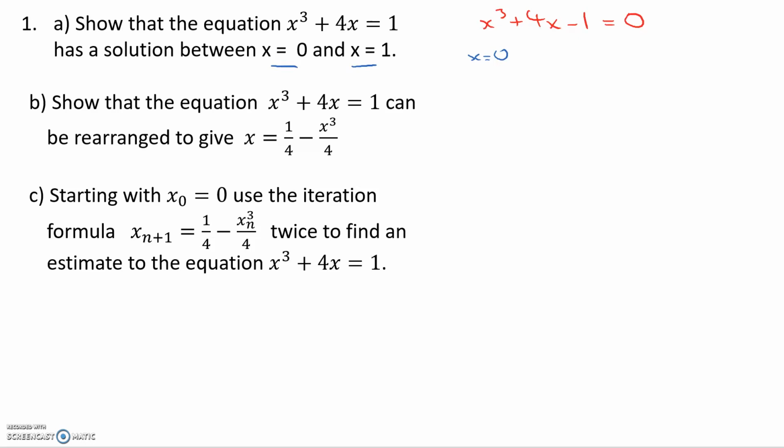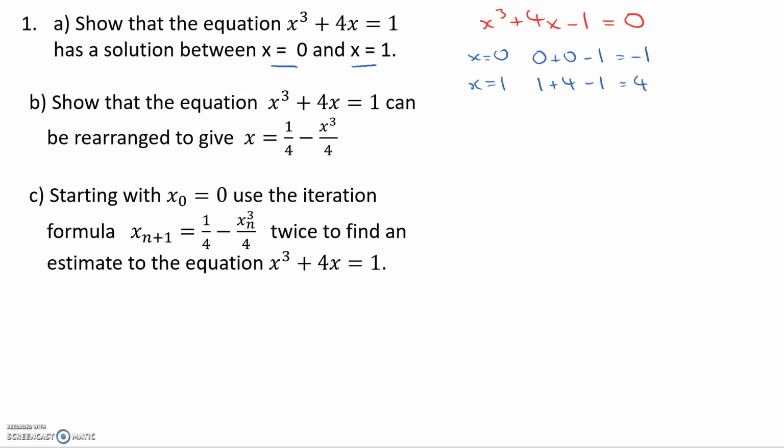So we're going to plug in x equals 0. That's going to give me x cubed is 0 cubed, which is 0, plus 4x, which is 4 times 0, which is 0, and then minus 1, which clearly gives me negative 1. Okay, that's not 0. Now let's try x equals 1. We'll substitute that in. So 1 cubed gives me 1, plus 4 times 1, that's plus 4, and then subtract 1. So we've got 5, subtract 1, that gives me 4. Well, clearly that's not 0 either.